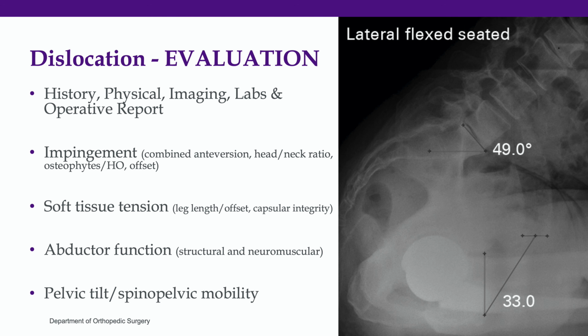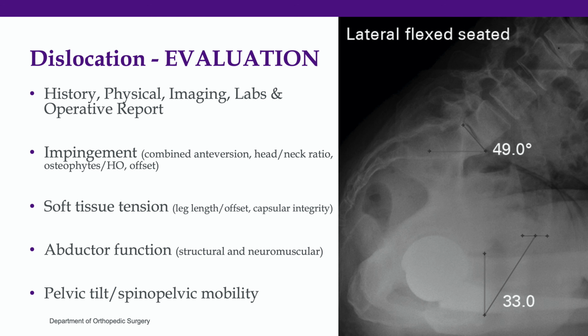Finally, you're looking at your pelvic tilt and your spinopelvic mobility. Patients who are stuck standing are going to be at risk when they sit down of a posterior dislocation. Patients who are stuck sitting are going to be at risk of an anterior dislocation when they stand up. Those patients with really stiff spines could potentially impinge anteriorly in flexion and posteriorly in extension. They may not have a safe zone.